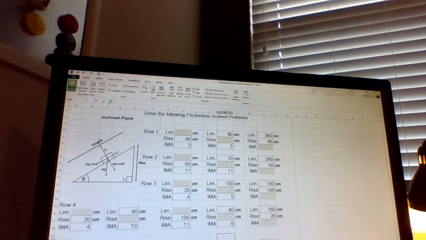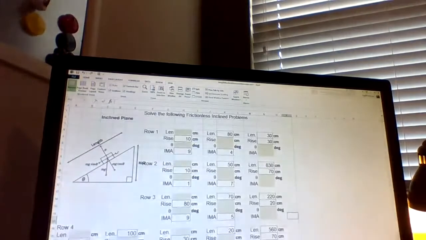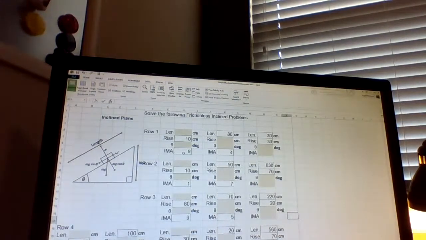Then we've got inclined plane problems, where I'm going to ask you different questions. And so that's all the things that I have for machines as well.